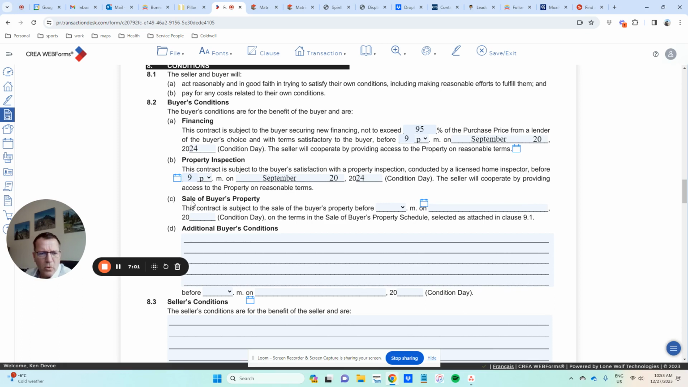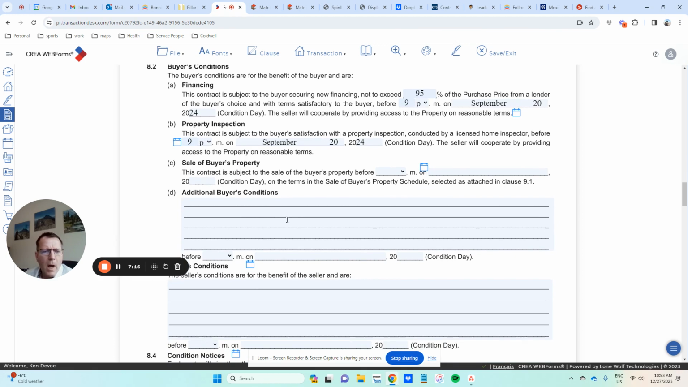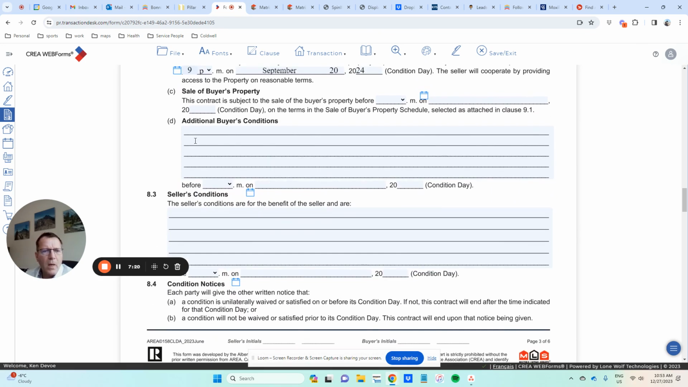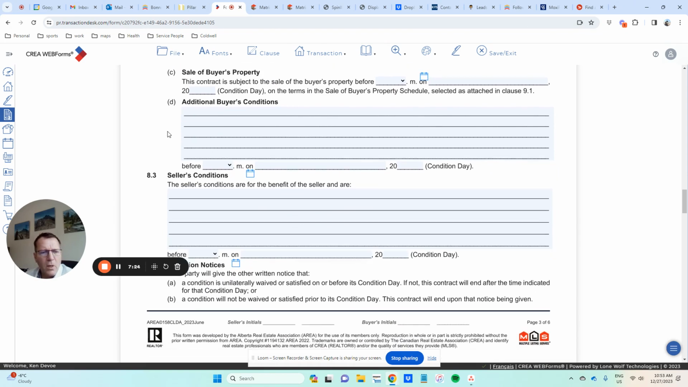If for some reason you do have a house to sell in order to buy this new house, there is a condition in there, meaning that we can put the offer on this house subject to the sale of your other house. Get your house on the market right away and get that sold. We're going to have a time frame in there to do that. And then if there are any other conditions that you're going to have, we'll go in section D.